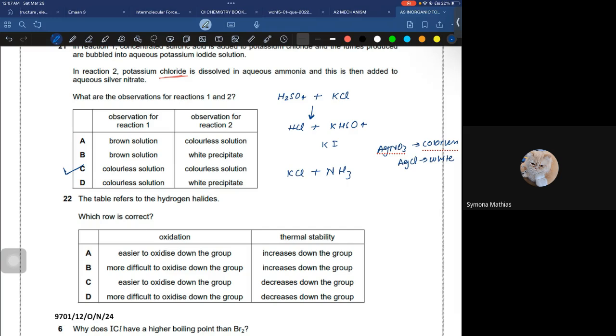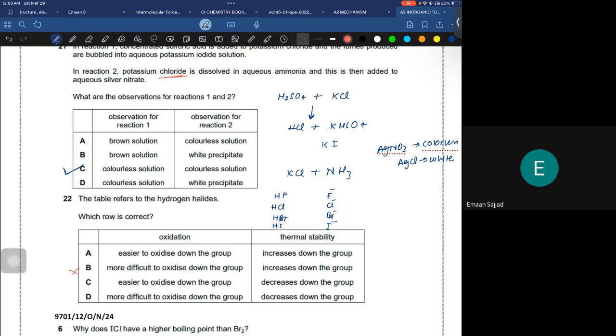B says more difficult to oxidize down the group. Hydrogen halides, meaning HF, then HCl, then HBr, then HI. Like fluoride, then chloride, then bromide, then iodide. They are saying more difficult to oxidize. Oxidation is a loss of electron. So it can be oxidized easily. Why would it be more difficult to oxidize? The size increases down the group. So they are going to lose electrons more easily. So option B is incorrect.